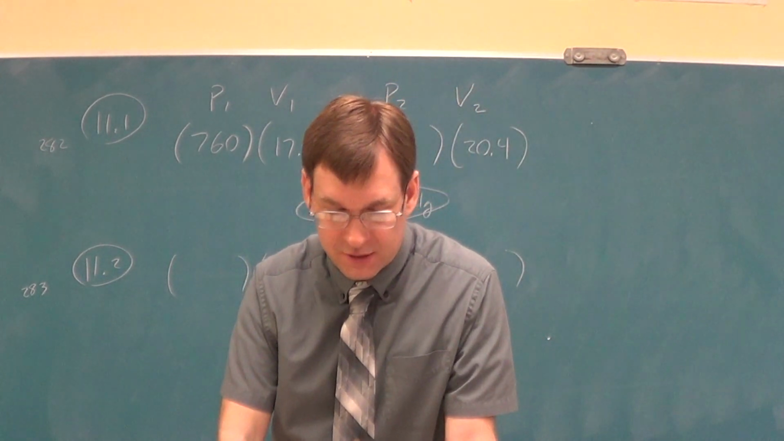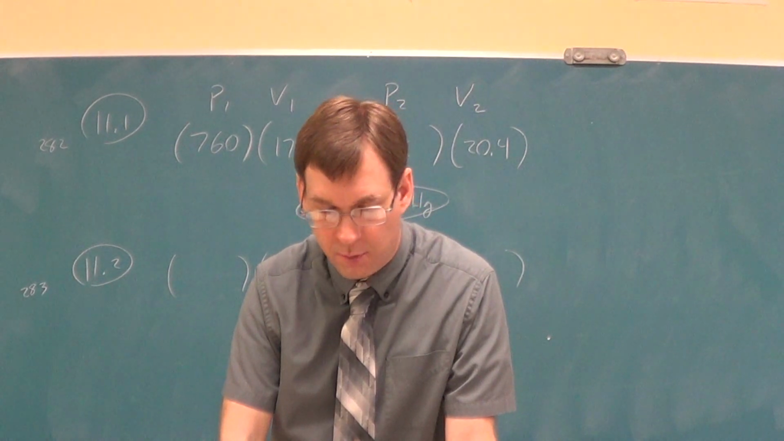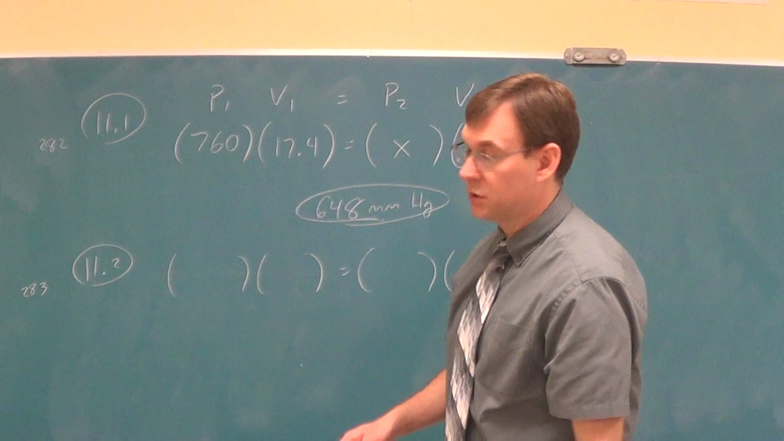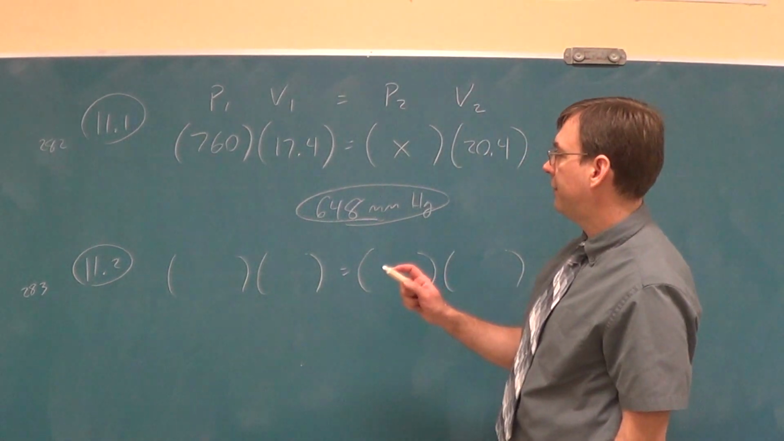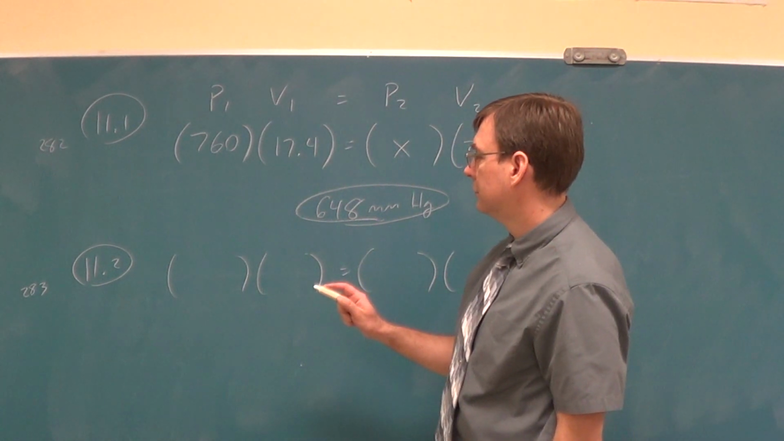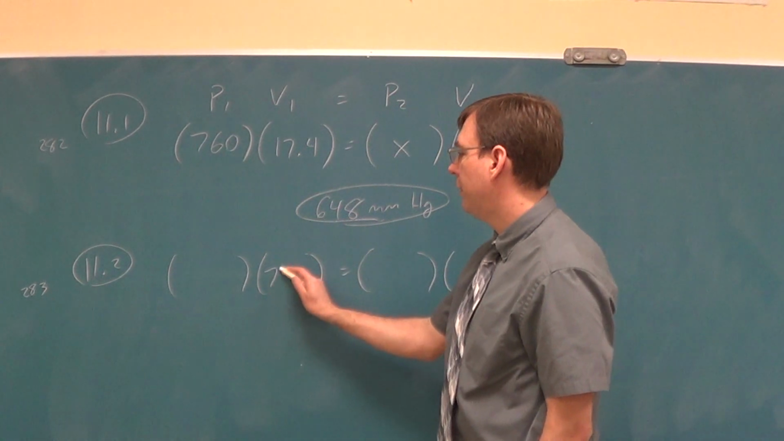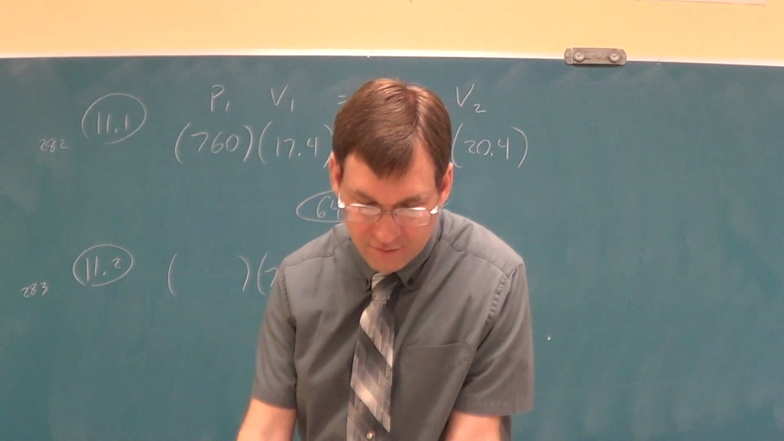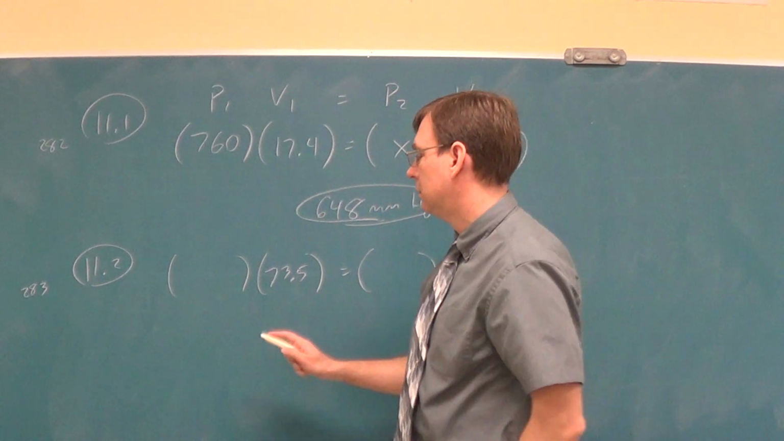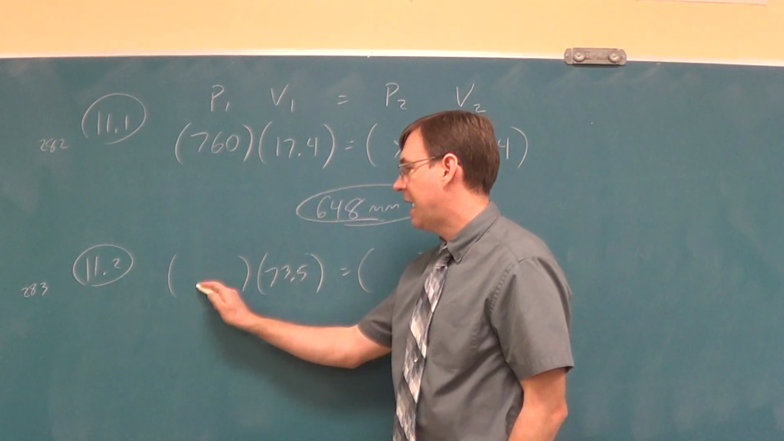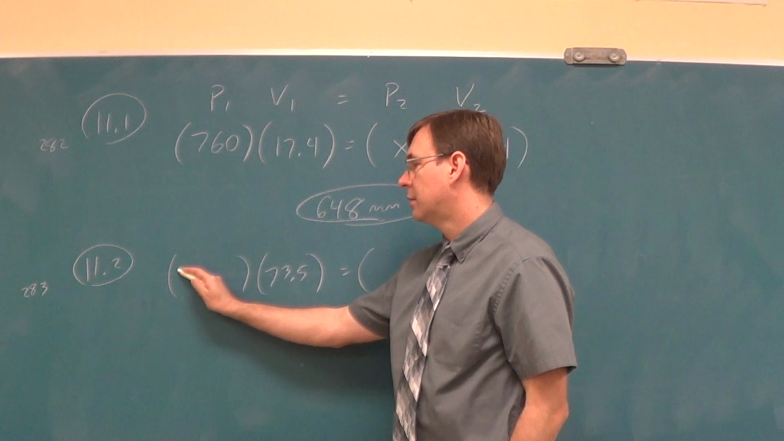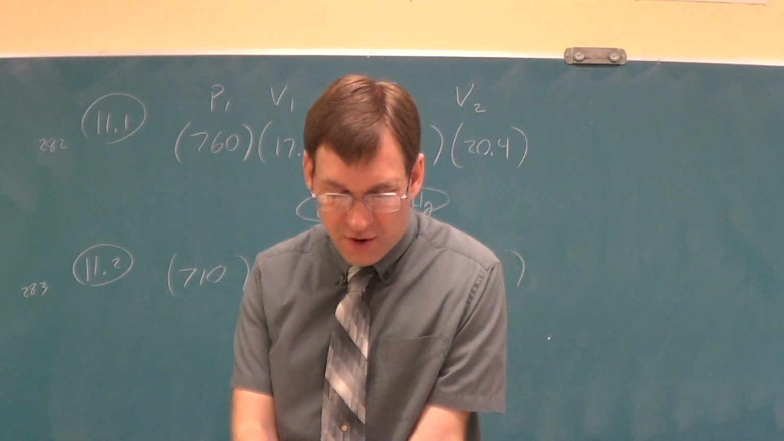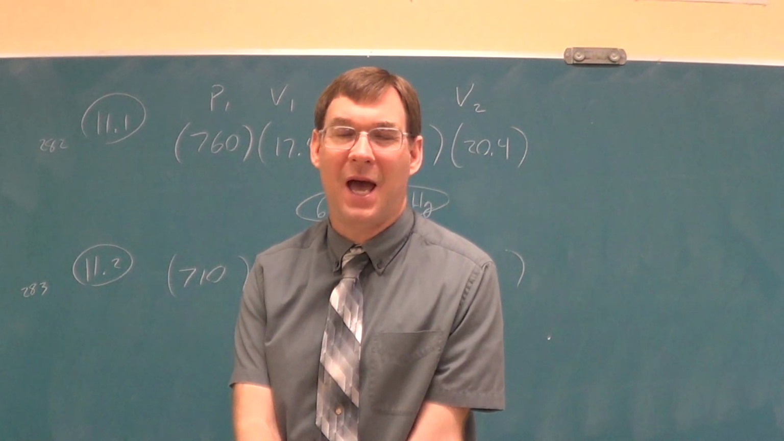It says a sample of gas occupies a volume of 73.5 milliliters. So 73.5, that's volume 1. It is at a pressure of 710 torr. So the 73.5 has its given pressure, 710 torr. 30 degrees Celsius, what are you going to do about that?